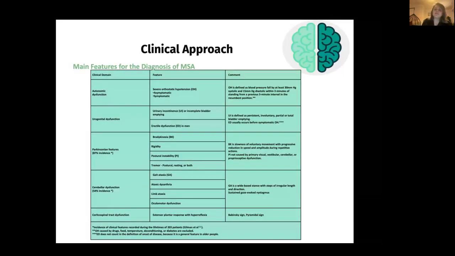Now, the other subsets of Parkinson's, which are Parkinsonian plus syndromes. The first one is multiple system atrophy, and it's just important to know the headlines of the symptoms that they could present that could differentiate them from idiopathic Parkinson's disease. The most important part for you to know is autonomic dysfunction, as we discussed, the most important of which is orthostatic hypotension. And then urogenital dysfunction, along with the Parkinsonian features that we have discussed. And there's a subset of patients who will have cerebellar dysfunction, which could present as ataxia, limb ataxia, or ataxic dysarthria.